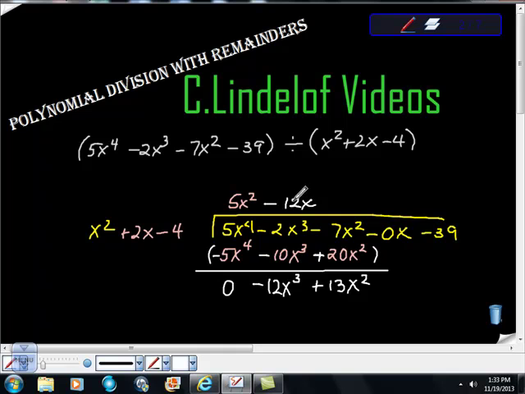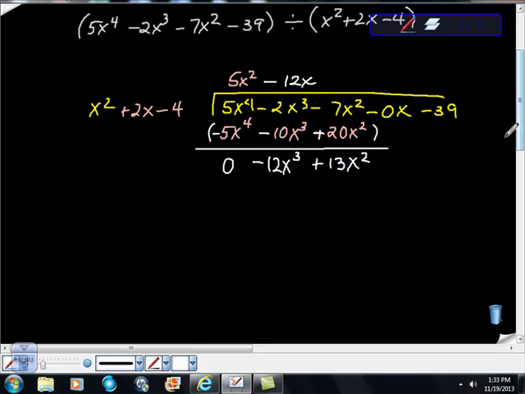Same thing that we did before. I'm going to multiply everything through here. This times this, then this times this, then this times this, which gives us negative 12x cubed, negative 24x squared, isn't that right? Negative 24x squared, and also negative 36x.